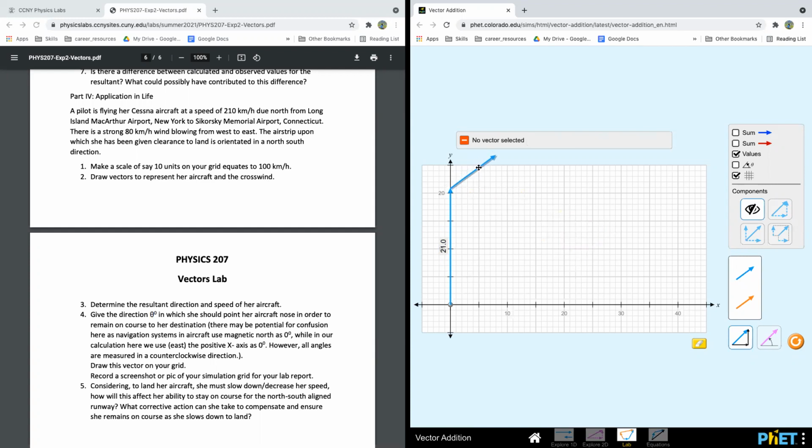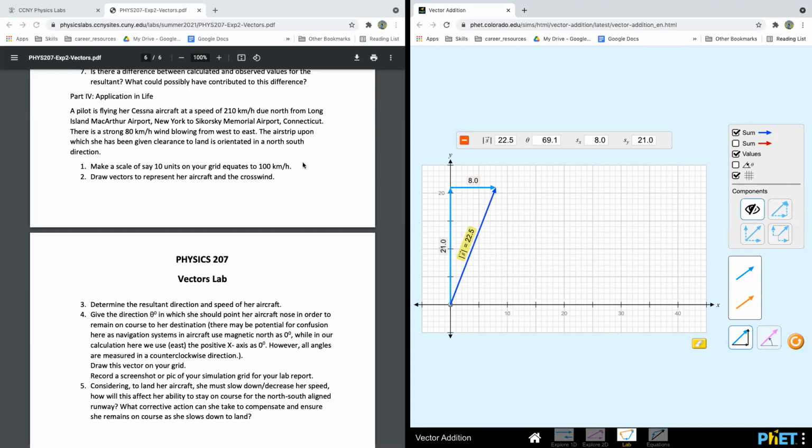How big is it? It's 80. Okay, this is 80. So basically the aircraft is flying this way, and there is a strong wind blowing from west to east. The sum will be how the aircraft ends up flying, which direction. So basically it is not flying to the north. It slightly changes its direction.